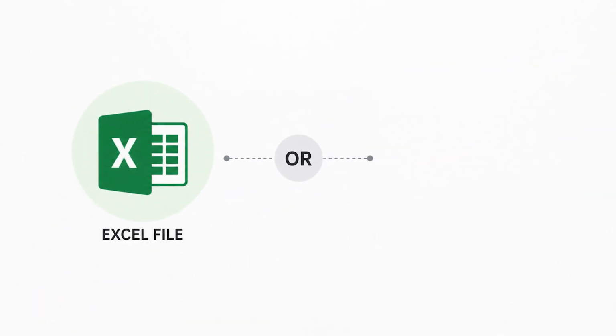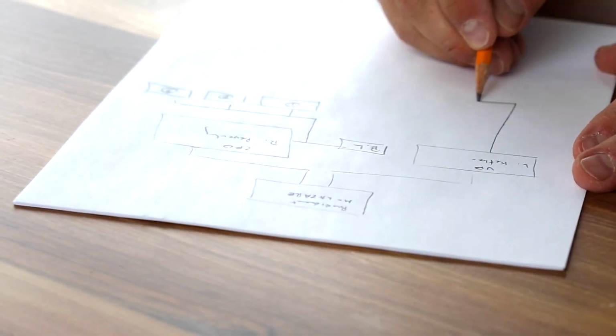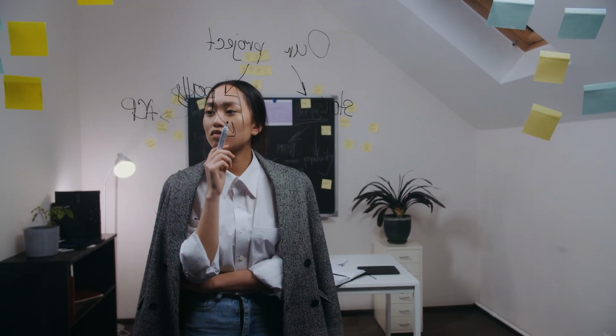Step 4. Once the map on your wall starts to look logical, it's time to move it into a digital format. If you are just starting out, a simple Excel file or even Google Drawings can be enough. The most important thing is not the tool. The most important thing is the mapping logic, and that the process map is visible to the whole team, not hidden in your drawer. Your first process map does not have to look perfect, and that is completely fine.